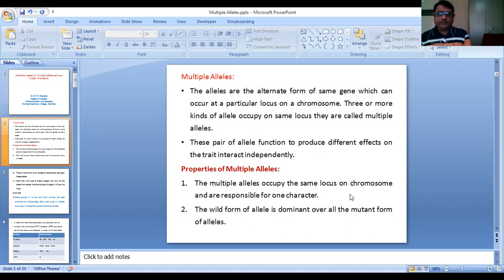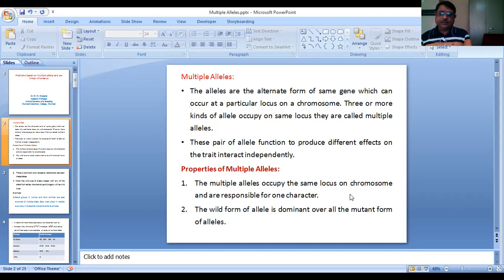Now, how are these multiple alleles formed? Actually, these multiple alleles are formed from the wild allele due to mutation. So the number of times the mutation takes place in the wild allele, that many copies of the multiple alleles get formed, and they occupy the same locus on the chromosome. Now, these pairs of alleles function to produce different effects of the trait and interact independently. To understand these multiple alleles better, we must know their properties.